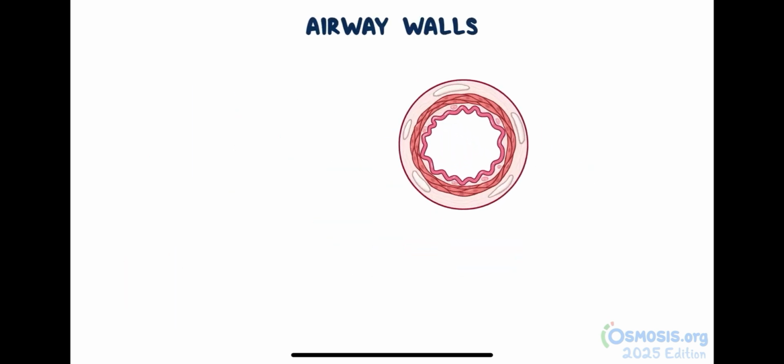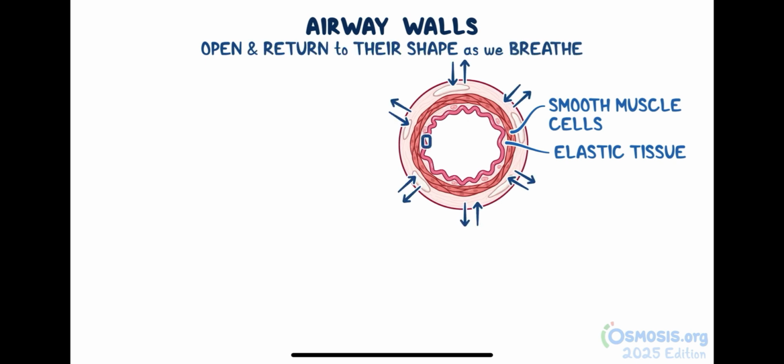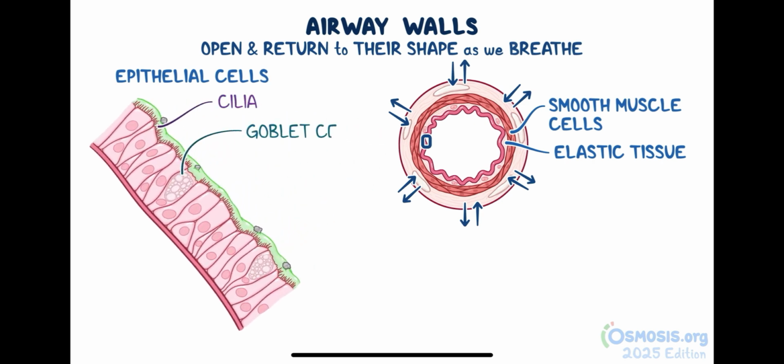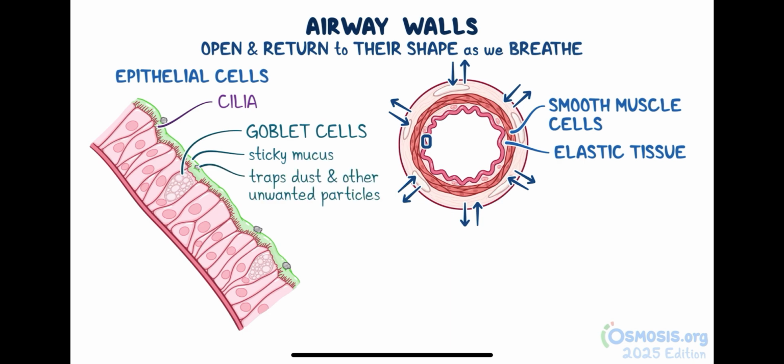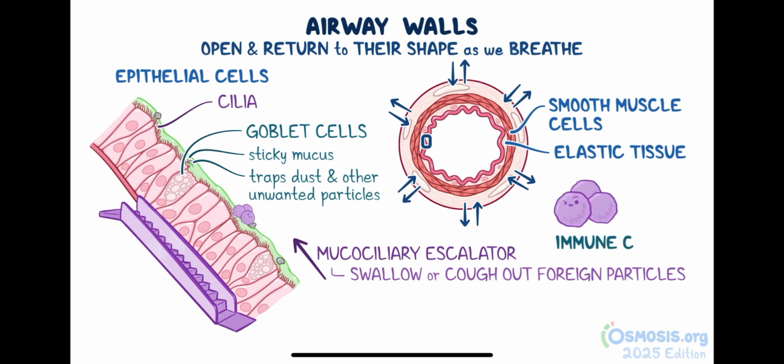Now, the airway walls contain smooth muscle cells and elastic tissue that help them open and return to their shape as we breathe. The lining of the airways includes epithelial cells with tiny brush-like projections called cilia and goblet cells that produce sticky mucus. The mucus traps dust and other unwanted particles, while the cilia move together in coordinated waves, pushing the mucus and trapped particles toward the throat. This system, known as the mucociliary escalator, allows us to either swallow or cough out foreign particles. And if the mucus traps a pathogen, immune cells in our airways step in to eliminate the threat.